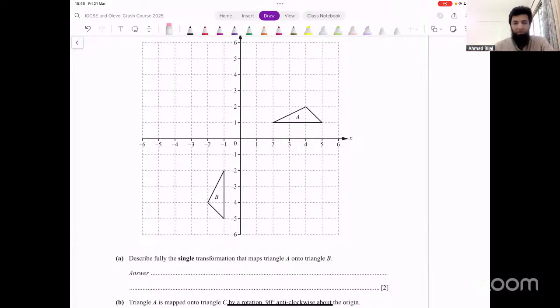Now, number one, think of whether it's a translation. It's not. The orientation is changing, right? The longest side was like this earlier, now it's vertical, so it's not translation. Is it enlargement? No, because the size is not changing. The size is the same, so it's not enlargement as well. So it's either reflection or rotation, right?